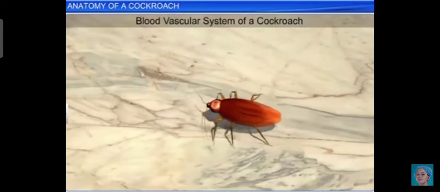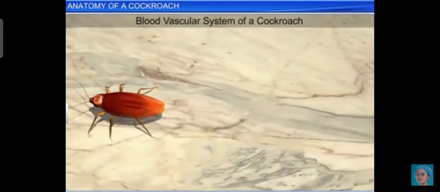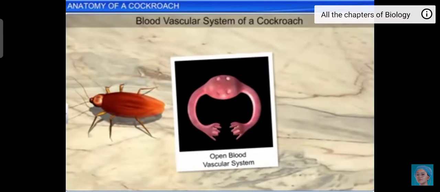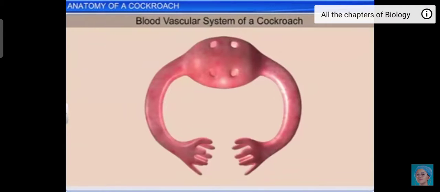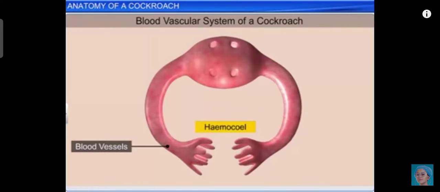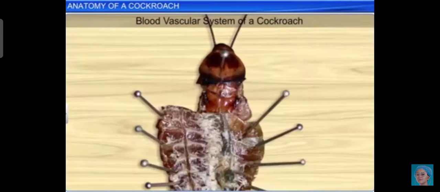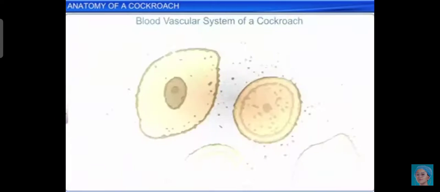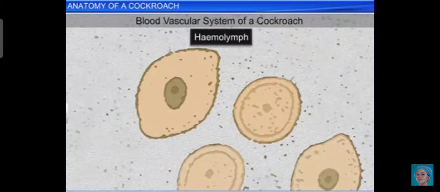The anatomical study also includes the blood vascular system. Cockroaches have an open blood vascular system with poorly developed blood vessels that open into a hemocele or open body space. The visceral organs situated in this hemocele are immersed in blood or hemolymph, which consists of colorless plasma and hemocytes.